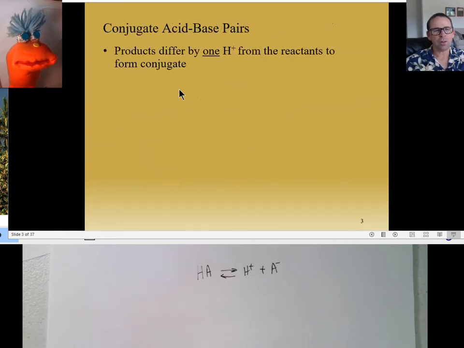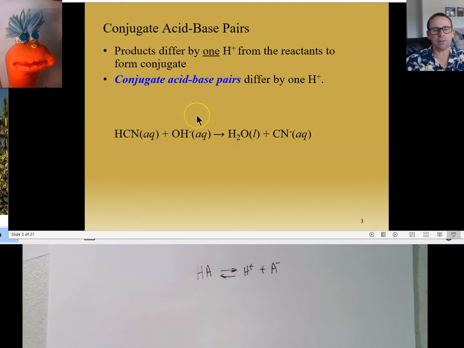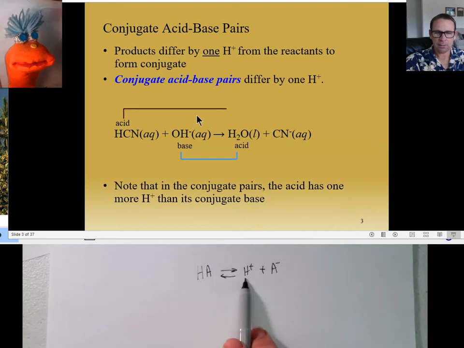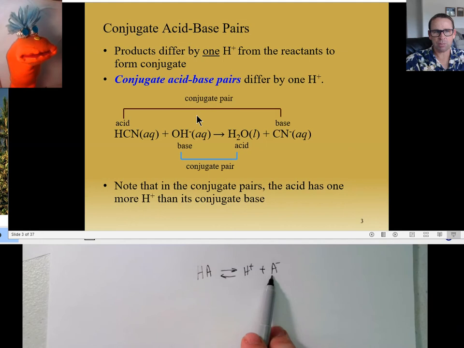We call the material that results after a hydrogen ion leaves an acid the conjugate base. The conjugate base. So, for example, this is our acid. It releases a hydrogen ion. That A minus then is called our conjugate base.